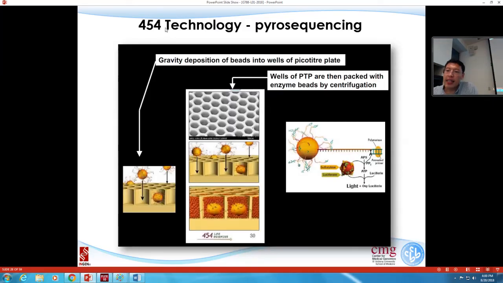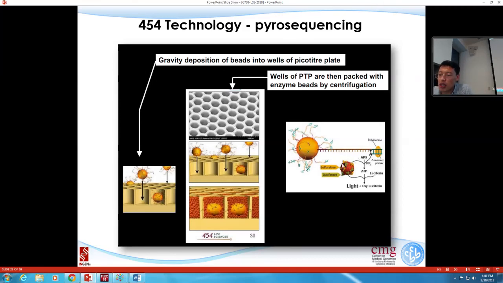Okay, and now one slide talks about the 454 technology, and I'm not going to go into any detail because it's another obsolete technology. So basically, you can imagine that we have a flat surface, but it's not flat. They have a lot of little holes, and each hole has a bead that carries a nucleotide here. Actually they carry many, many copies after amplification.